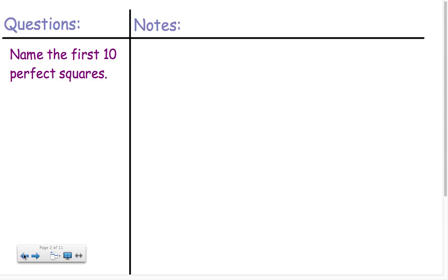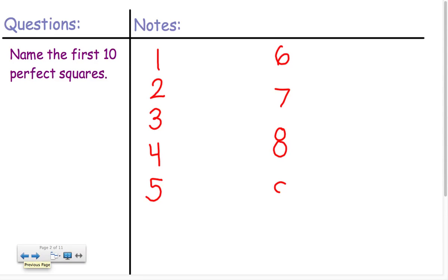I'll get you started by just writing the numbers 1 through 10. But this needs to be a list that you can create on your own, because it's not something that you'll be given on the MCAs. It's something you would need to create on your own if you needed it on the MCAs. So go ahead and start writing the first 10 perfect squares.